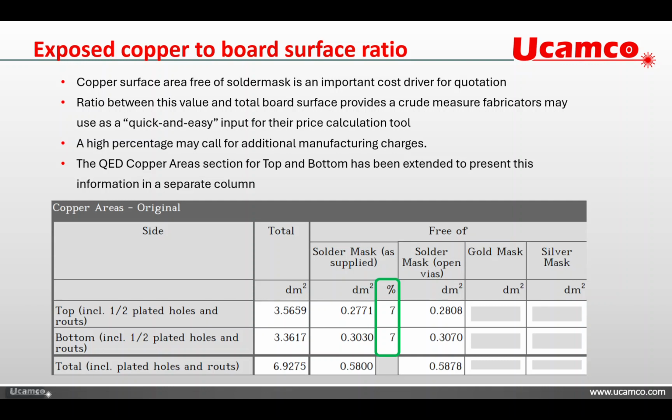then what those fabricators will do is that once this percentage achieves or crosses a certain limit that they have in their own system for price calculation, once this percentage gets high or crosses this threshold, they will call for additional manufacturing charges. So that would have an impact on their quotation for that particular product.